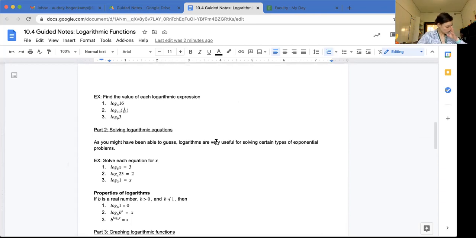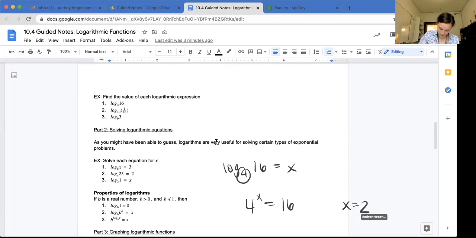So log base 4 of 16 is equal to x, right? Because we want to find that value x. So then we're going to write 4 to the x is equal to 16. Well, 4 squared is equal to 16, so therefore x equals 2. And so therefore log base 4 of 16 is equal to 2, and we found the value of the logarithm.